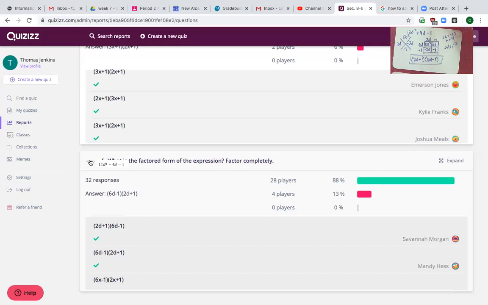Again, if you're struggling with this, if you feel like you just can't get it, try the Xbox method. It might be helpful for you.